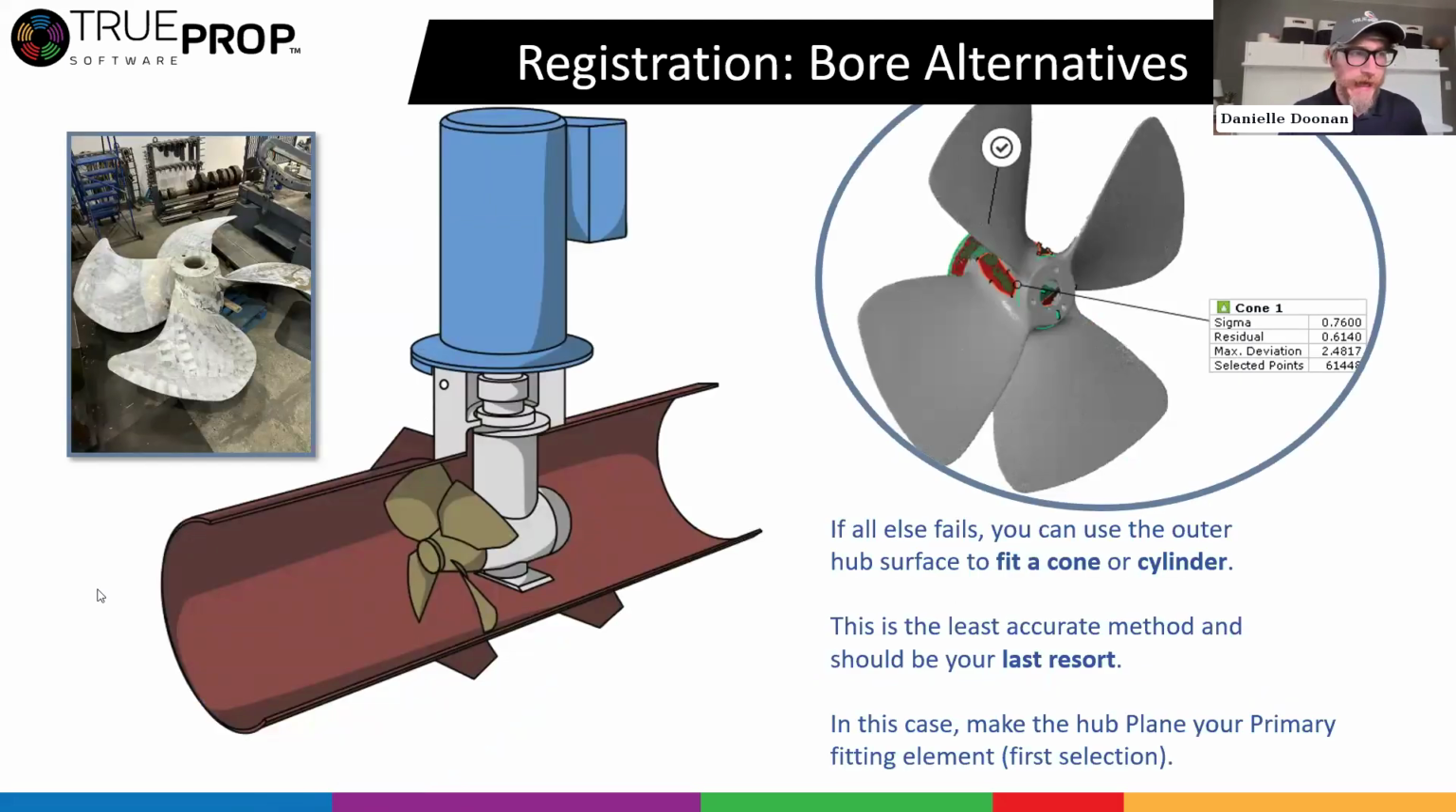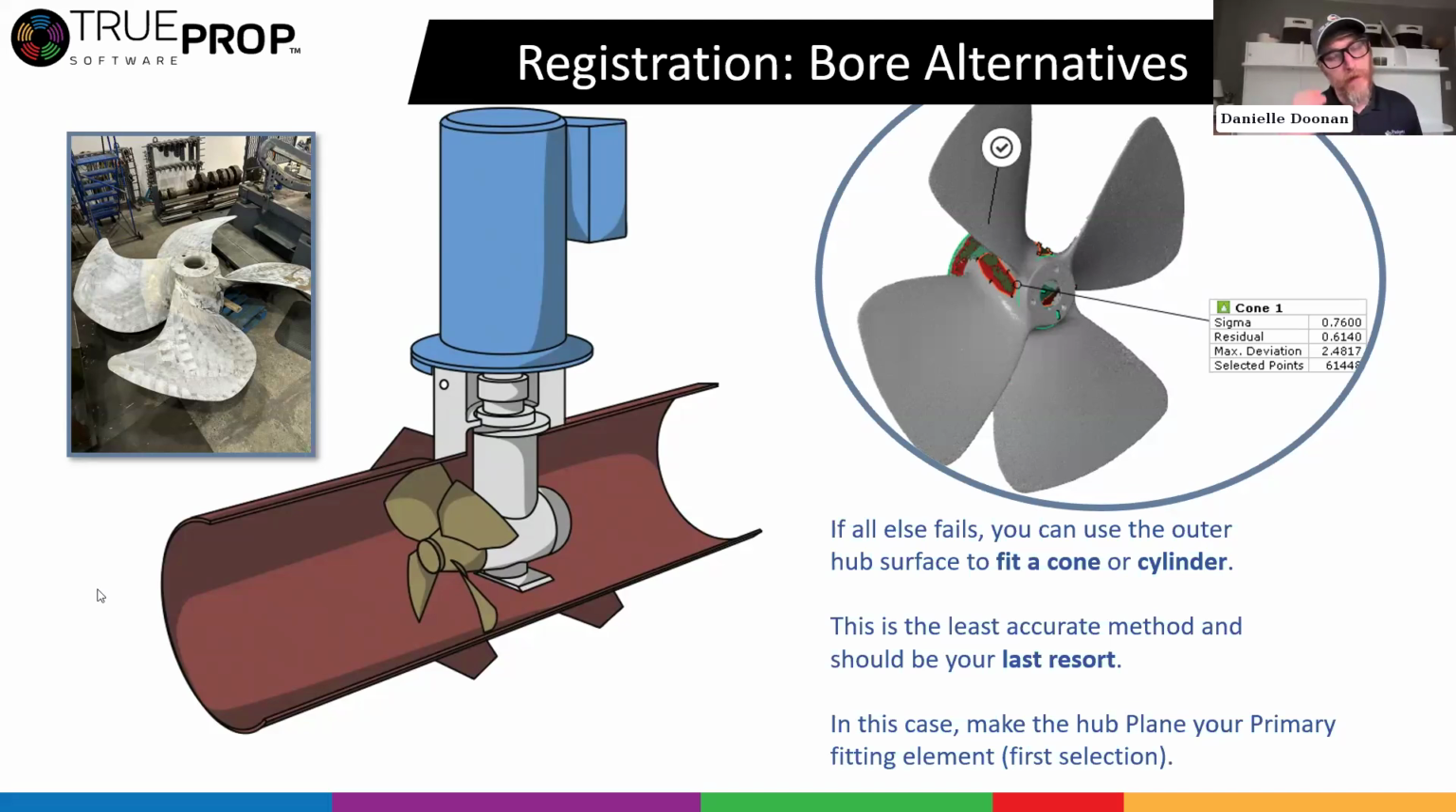And in these cases, if all else fails, you can use the outer hub surface to fit a cone or a cylinder. There are cases like potted drives, tunnels, and bow thrusters where there's no exposed shaft to grab, or maybe there's a cap fin over it that you can't even see the nut or anything.